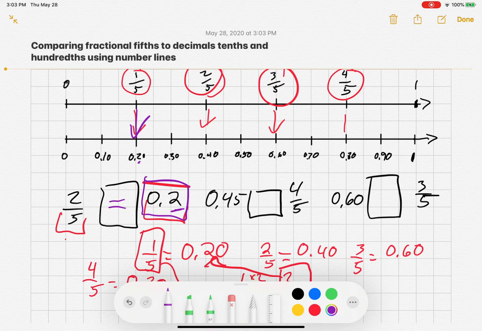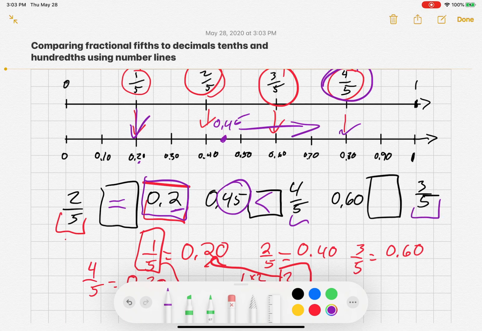Now, if I'm looking at 4/5, which is over here, looking down, and then I'm looking at where 0.45 would be, 0.45 would be there on that number line. So clearly, 4/5 is further along on the right, so 4/5 would be a greater number.